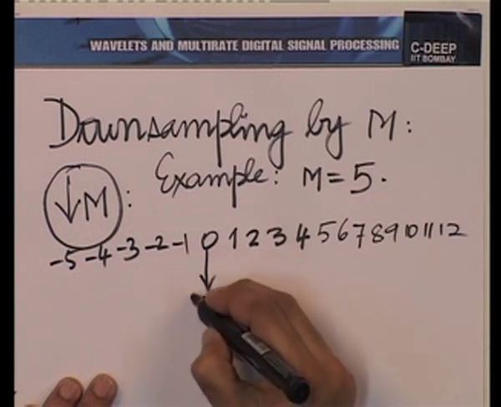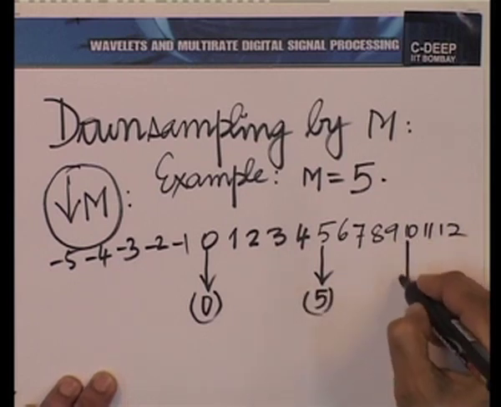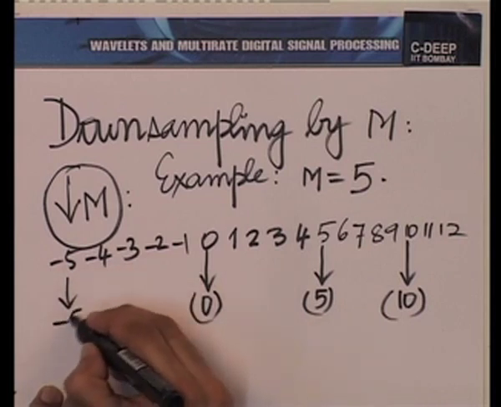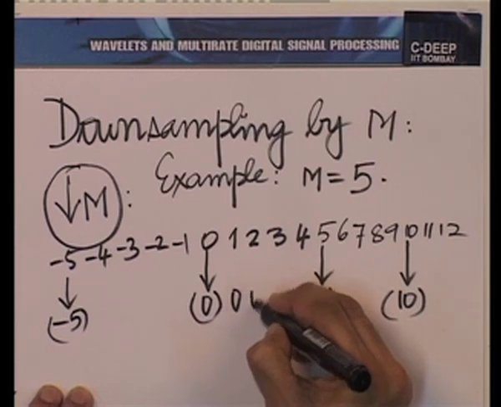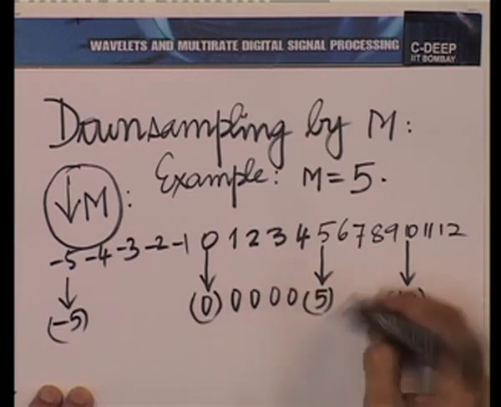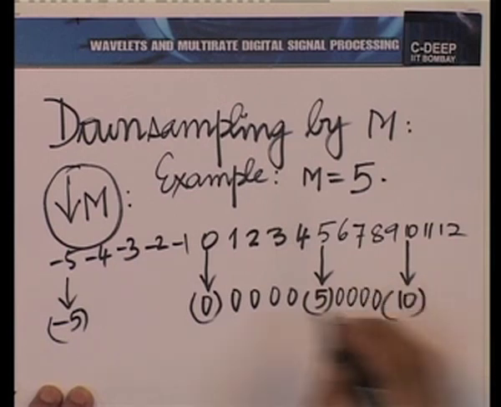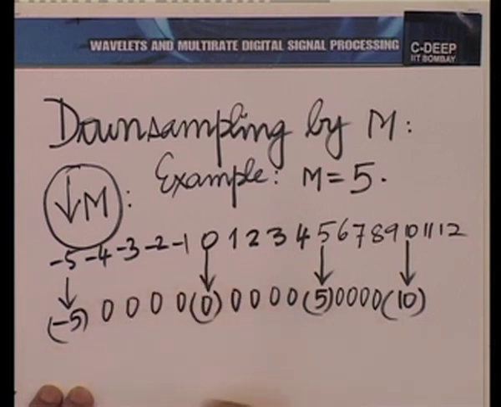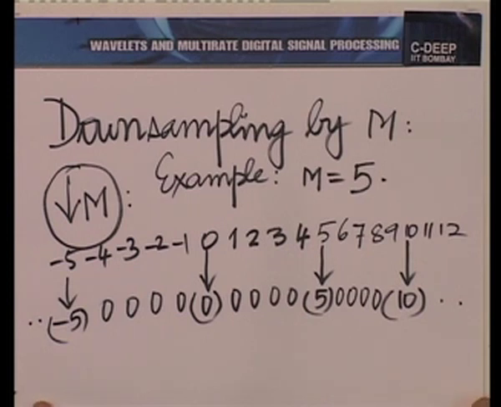So, the 0 sample is kept where it is, the 5 sample is kept where it is, the 10 sample is kept where it is, the -5 sample is kept where it is, but all the other samples, the 1 sample, 2 sample, 3 sample, 4 sample, the sample number 6, 7, 8, 9 are all reduced to 0. So, also -1, -2, -3, -4, all of these are reduced to 0. So, this is the killing step, so to speak, and then the compression step.